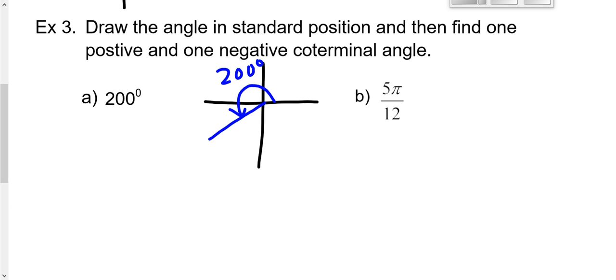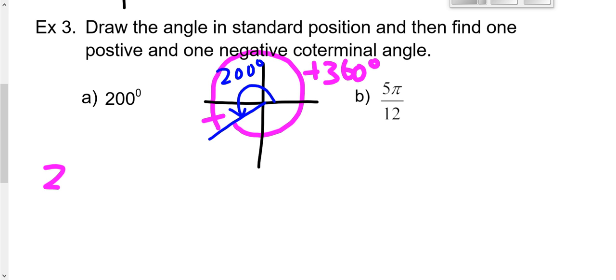Let's use the highlighter. Let's use this one here. So positive means go counterclockwise. That's positive because you are doing counterclockwise, so that means you add 360. If you look at this, it says 1, so therefore we just do one rotation. If it says 2, you do another 360.